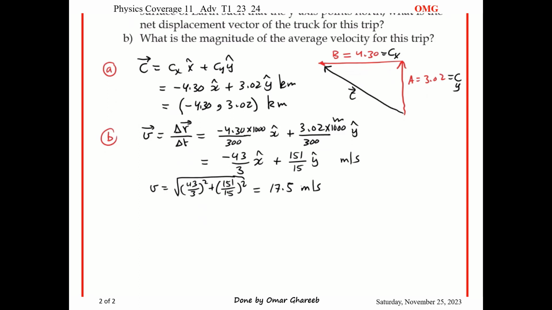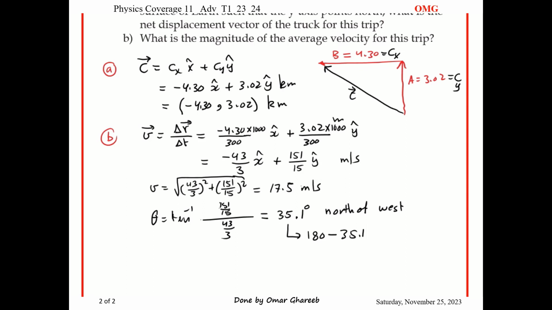If they ask you about the angle, theta, it is tan inverse of the y component over the x component, and it should be 35.1 with the negative x-axis, so it is 180 minus 35.1, or you can say north of west. That's it.